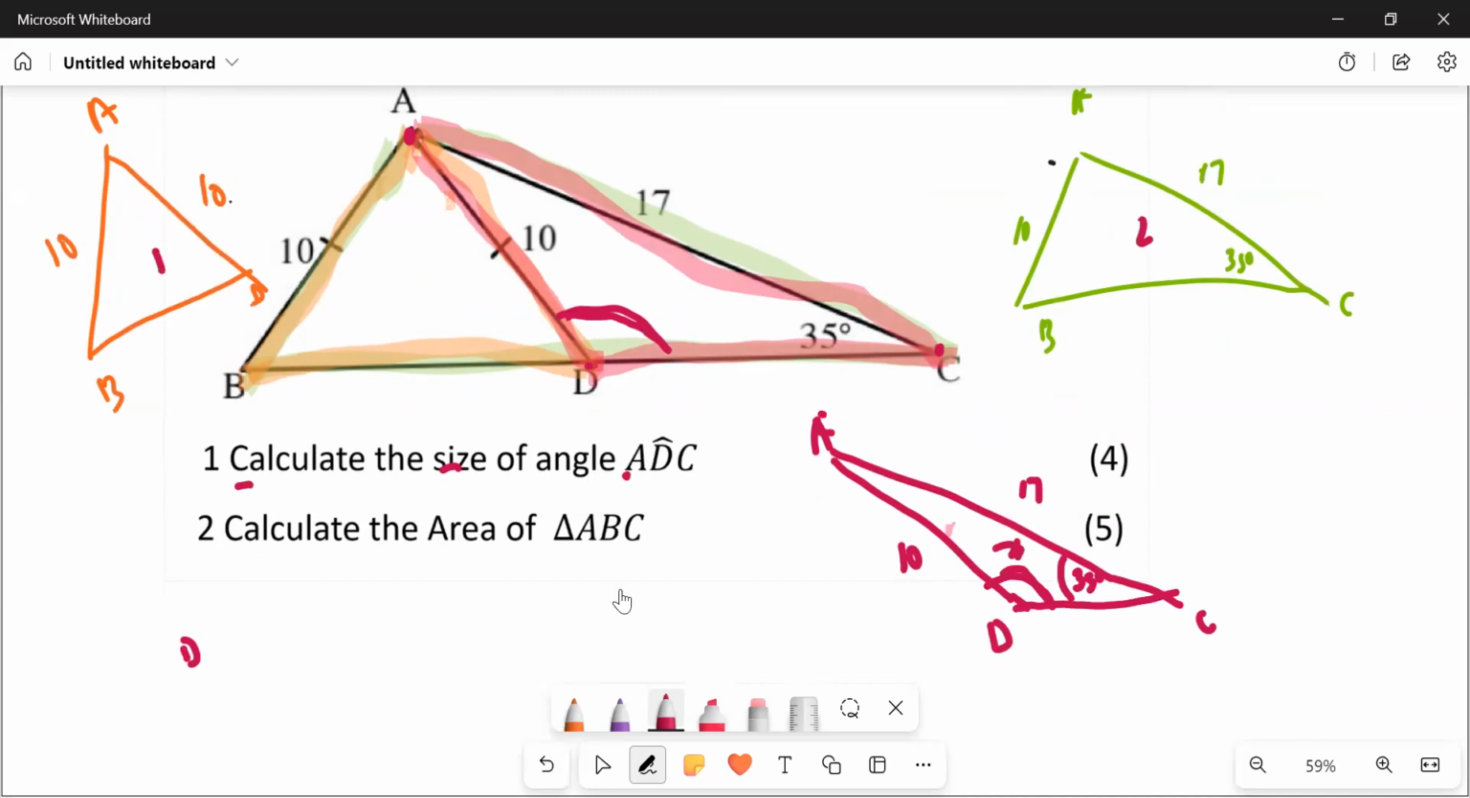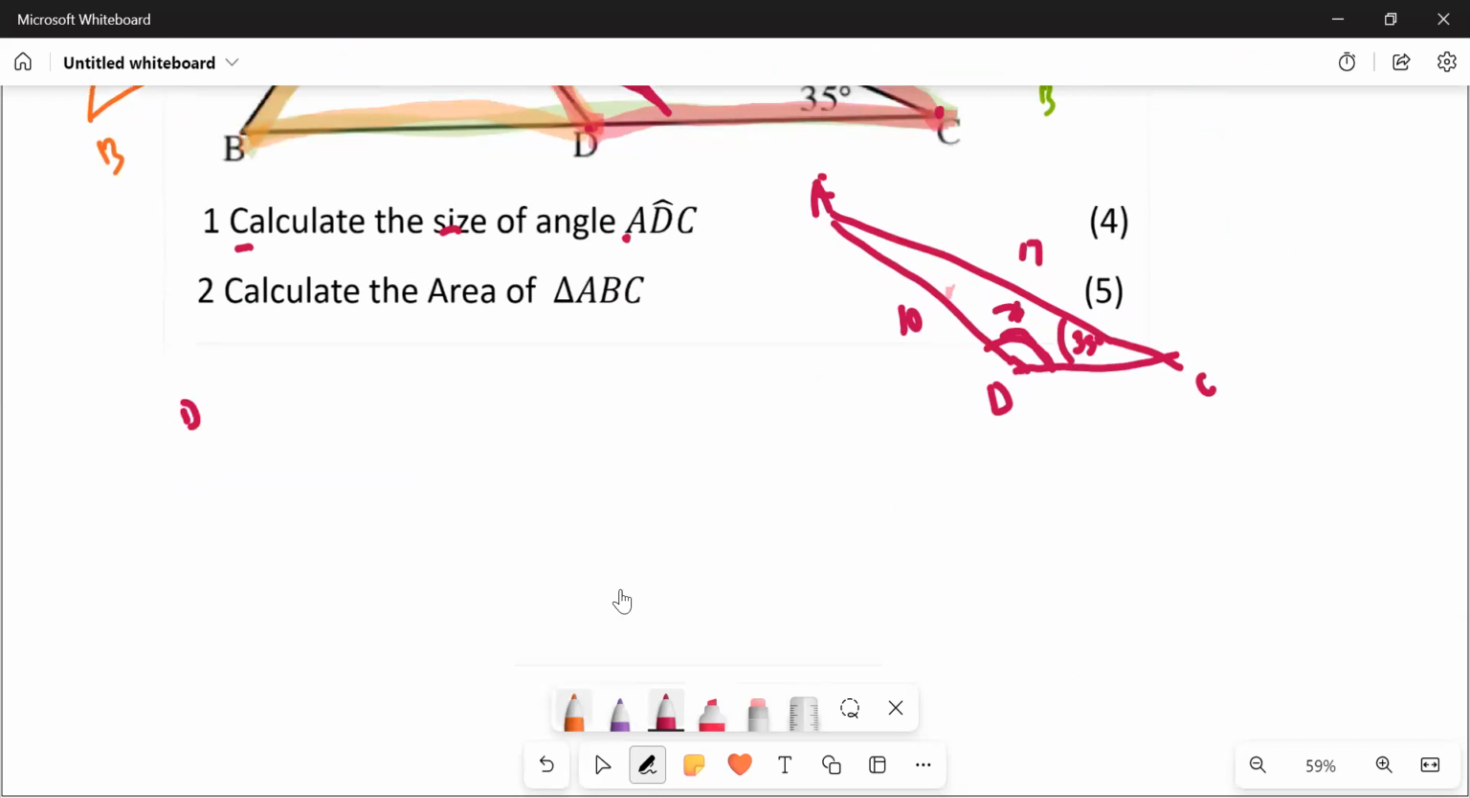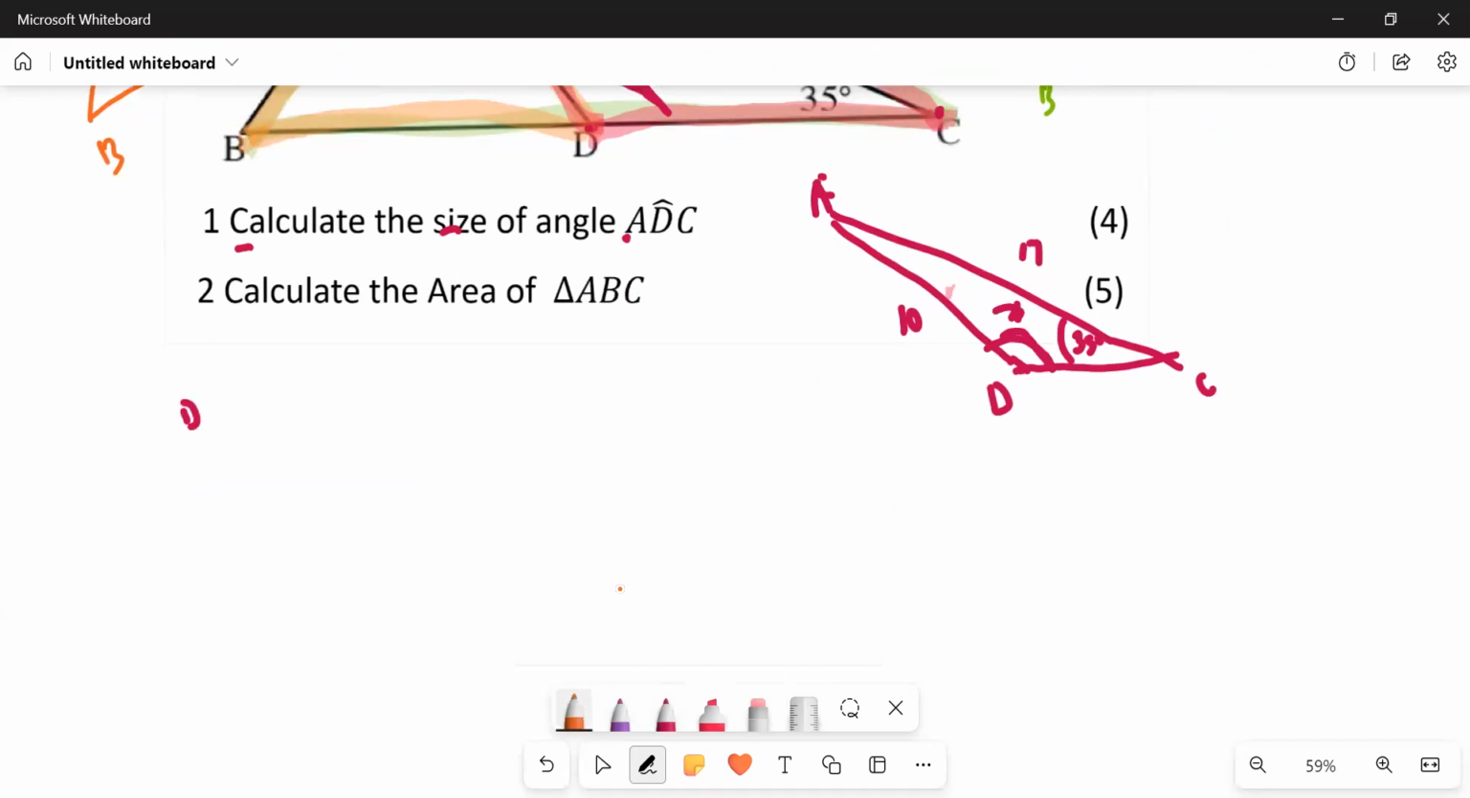Number 3. If we use number 3, what do you want us to do? I want us to use the sine rule. If you're going to use the sine rule, let's name the sides. This one is small letter d. This one is small letter c. And this one here is small letter a.